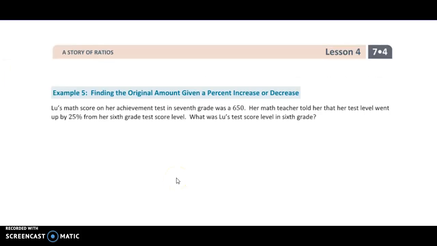Example 5. Lou's math score on her achievement test in 7th grade was a 650. Her math teacher told her that her test level went up by 25% from her 6th grade test score level. What was Lou's test score level in 6th grade? Again, we have two scores and we have a change. So the problem is, what is the original score? What's the whole amount? It says 25% is the change. That's the change from her 6th grade test score. So the original amount, once again, is going to be the 6th grade test. What was the original score? I'll let you know now, you have example 4 and example 5 to finish up, and then you'll have an exit ticket to collect your answers from the day.